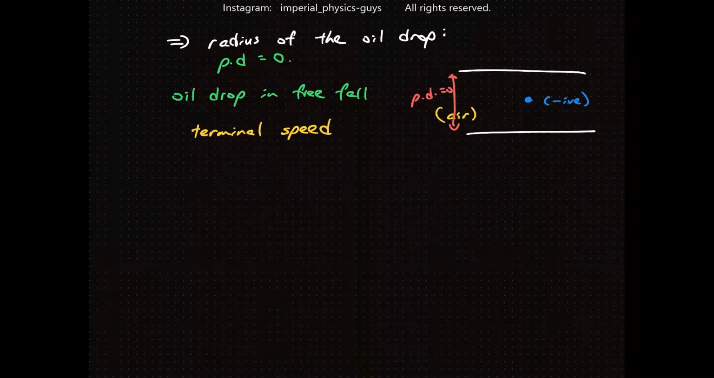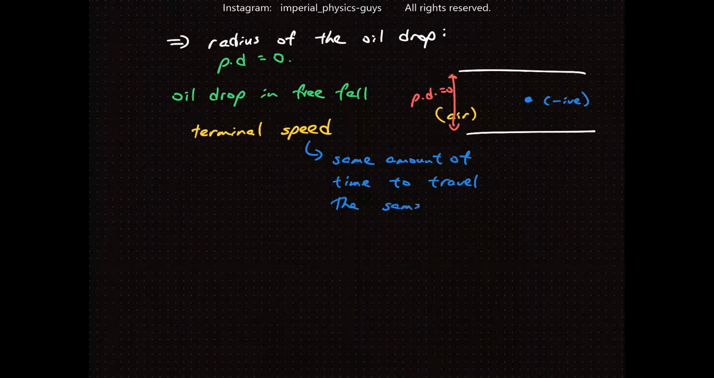Well, we can actually conclude that an object is travelling at terminal speed when it takes the same amount of time to travel the same distance.